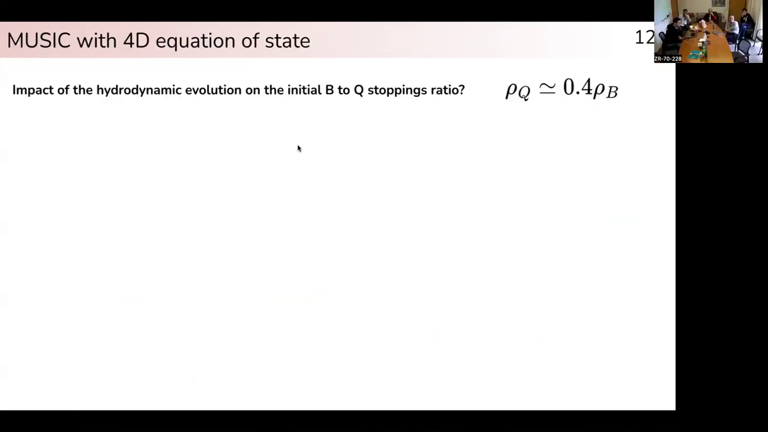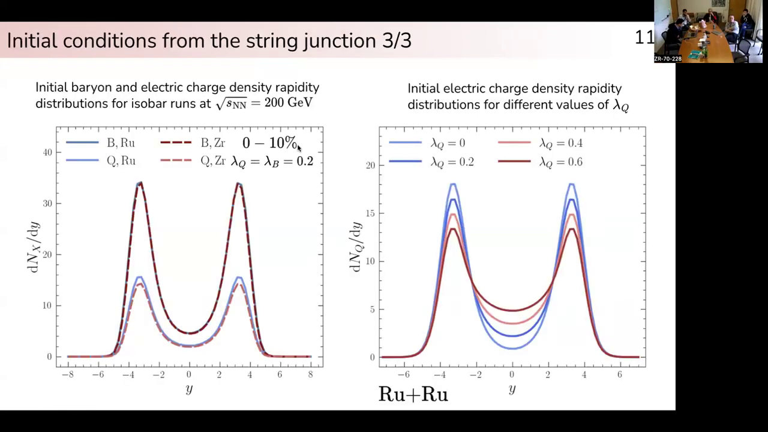So now we want to... Can I ask a question? Yeah. So you see dNB/dy, so in your model calculation, do you count all the baryons, the proton, neutron, lambda, or just the proton?